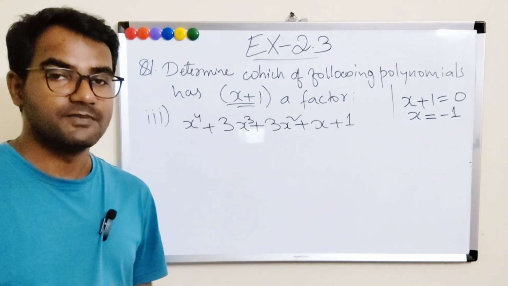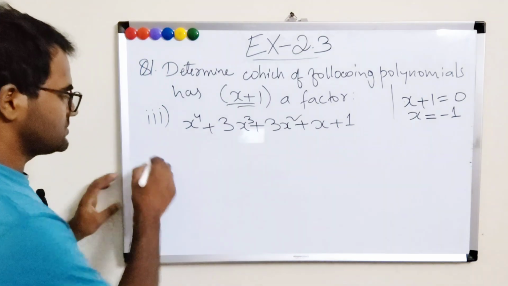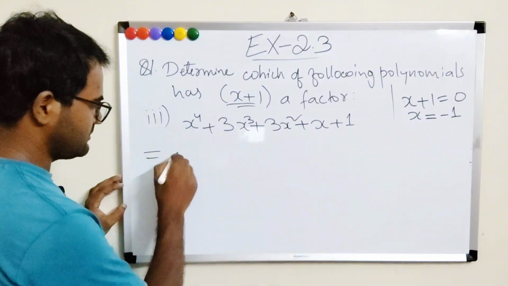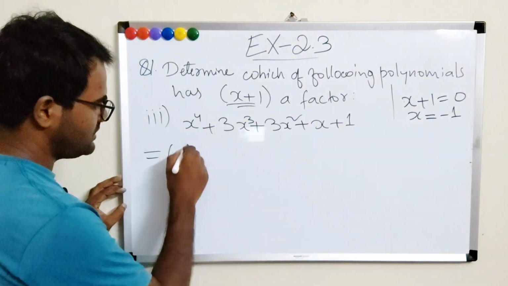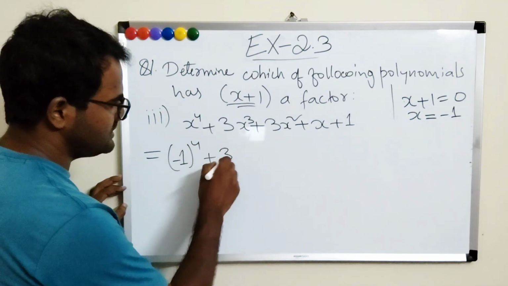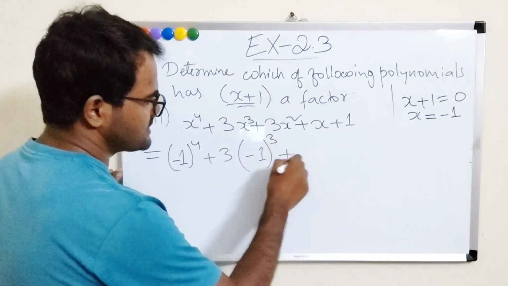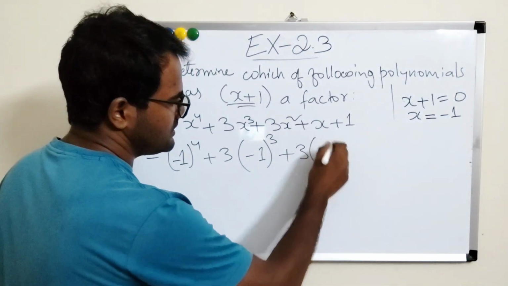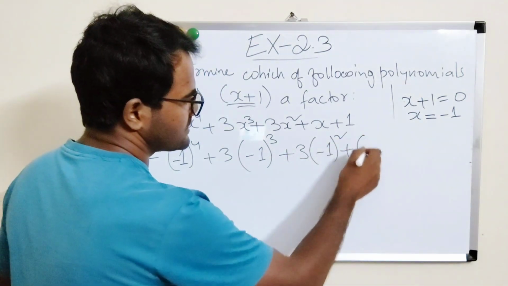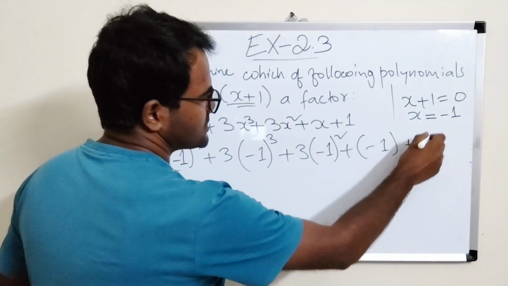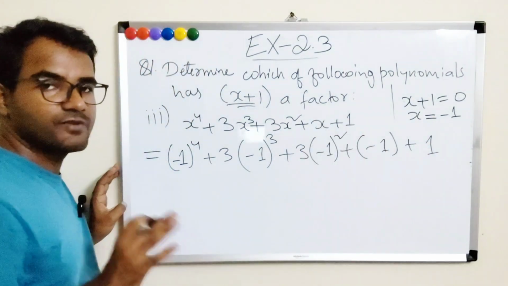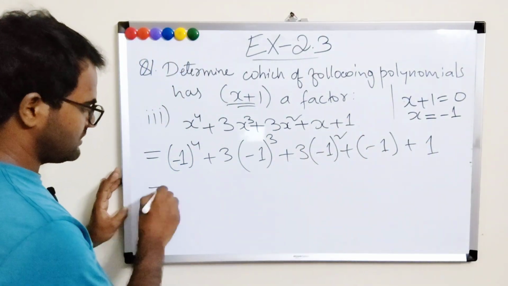Well, so let's continue with number 3 now, in a similar way. So here in place of x we are going to put minus 1, then here 4 plus 3, then again minus 1, in place of x cube plus 3, then again minus 1 whole square plus minus 1, then again the last one, that is plus 1, right? This much you understood.